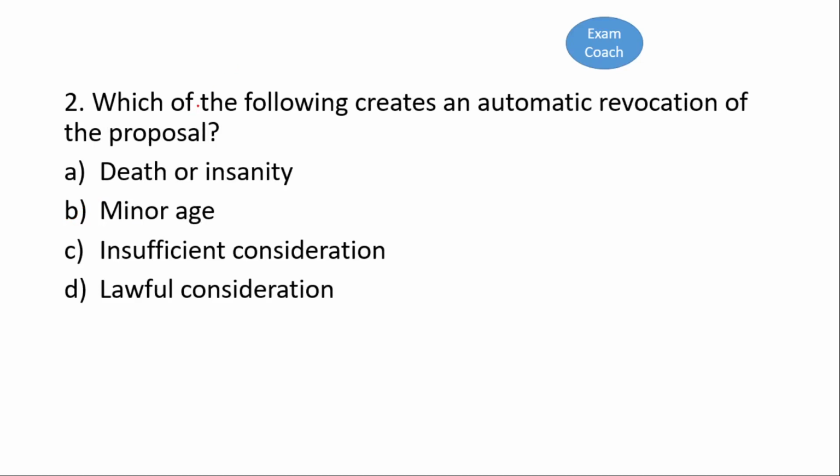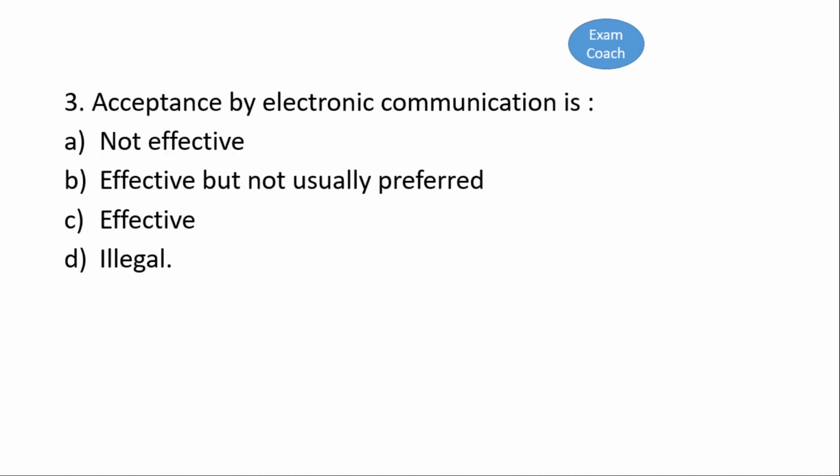Our next question is, which of the following creates an automatic revocation of the proposal? Option A is the correct option, that is death or insanity. A proposal is automatically revoked when the knowledge of death or insanity of the party comes to the knowledge of the offerer. Third question is, acceptance by electronic communication is?